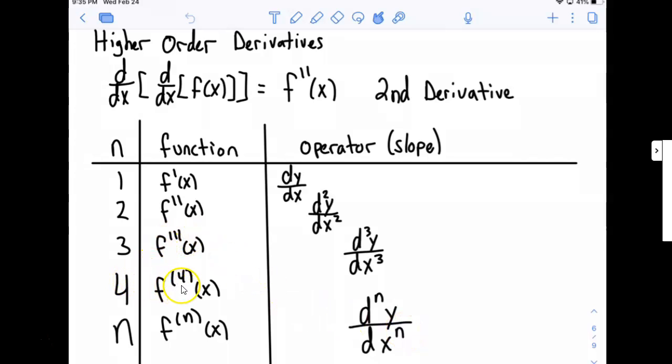Fourth derivative and up, we don't make tick marks. Can you imagine someone asks you to do the 21st derivative and you have f followed by 21 little tick marks? That gets a little tedious. So beyond that, we put the number in parentheses. And so fⁿ(x) is the nth derivative. And of course, we have dⁿy/dxⁿ, the other slope or operator notation.